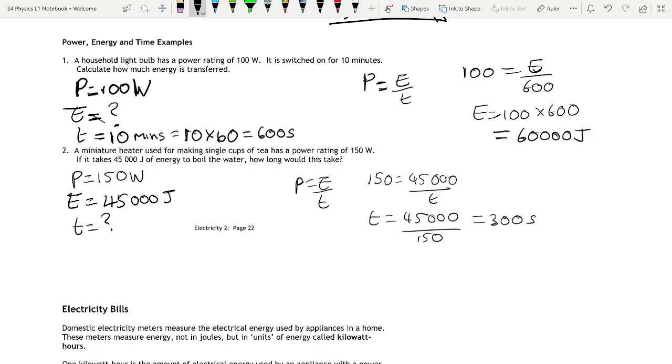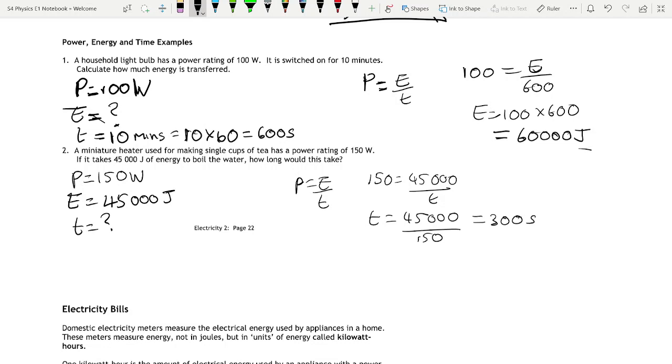Okay, so power equals energy over time. So remember, best practice is to put your numbers in, then rearrange. So the first one, your power is 100 watts. Energy is what you want to find out, and your time is 10 minutes, so 600 seconds. So 100 equals energy over 600. So the energy is 100 times 600, which is 60,000 joules.